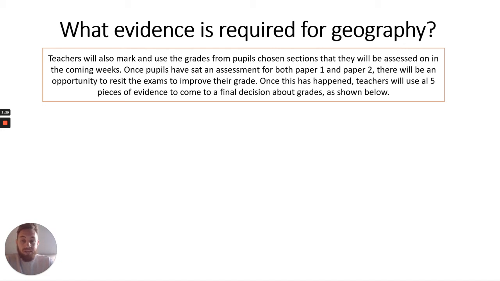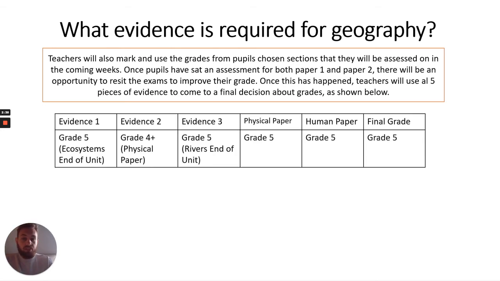Now, once these assessments have been taken, there will be opportunity for pupils to resit and improve their grade if possible. So, once we have all pieces of evidence, this will form the portfolio that we're going to use to assess each pupil's grade. So, for example, evidence 1, 2, and 3, as I showed you before in the previous slide. For argument's sake, I've put into this table that the pupil has attained a grade 5, a grade 4+, and a grade 5. They've then taken their physical and human paper and they've attained 2 grade 5s. So the final assessment grade that the teacher is going to give that pupil would be a grade 5, because that's what the evidence indicates that pupil's progress at.